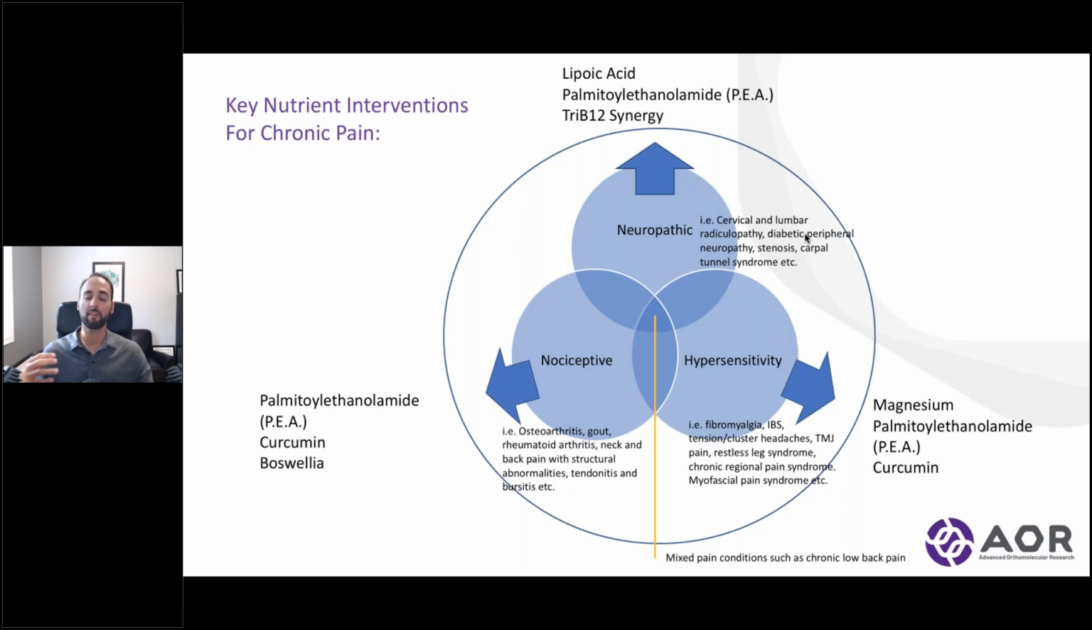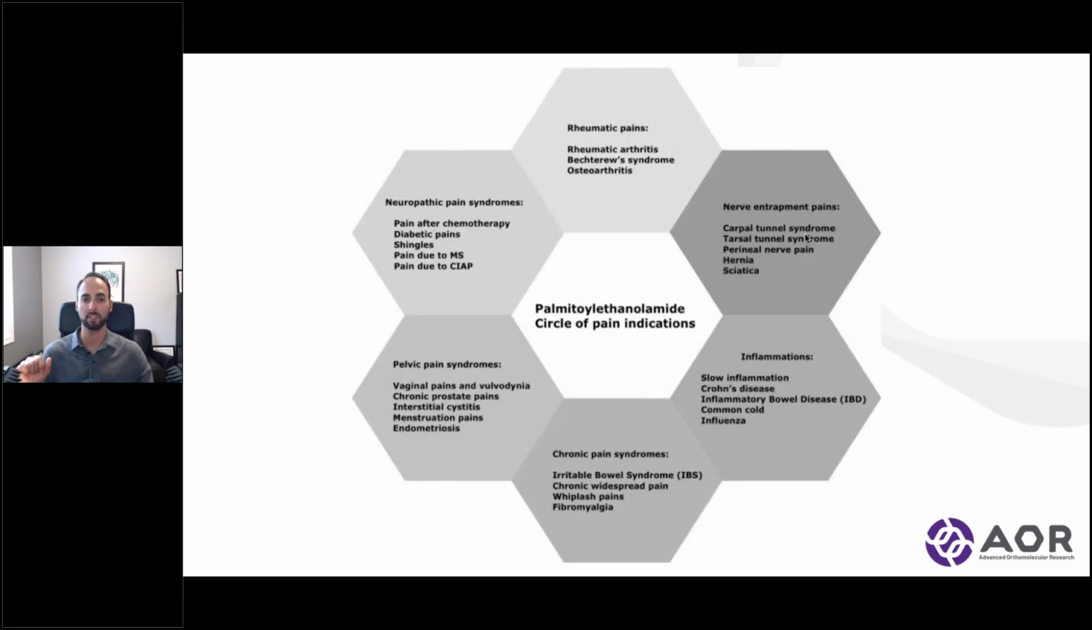PEA is also going to have its effect on neuropathic pain, and then nociceptive, your typical osteoarthritis, tendonitis, and things like boswellia, curcumin, some of your other joint building blocks, and PEA has a role to play there. So what I want to show you with this diagram is that it has a role to play in all three of the major chronic pain areas that people might be dealing with.